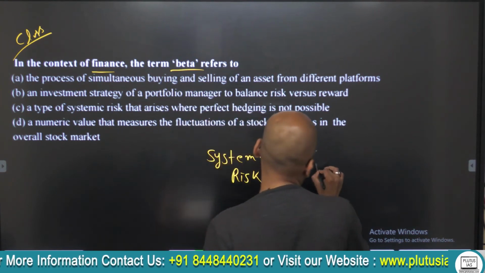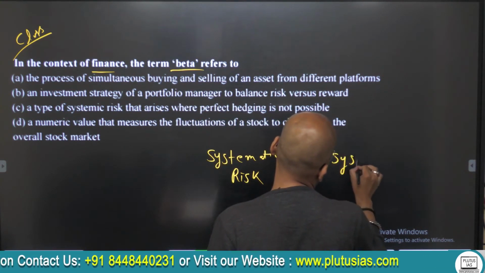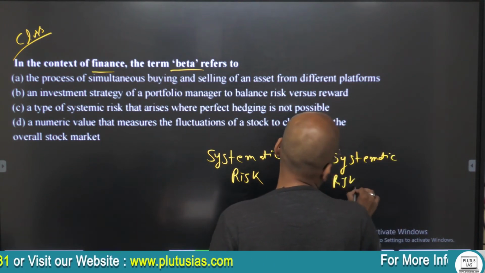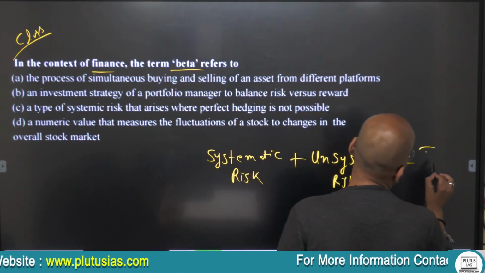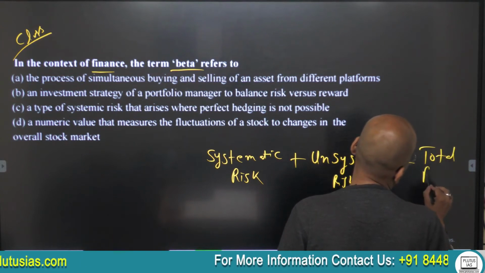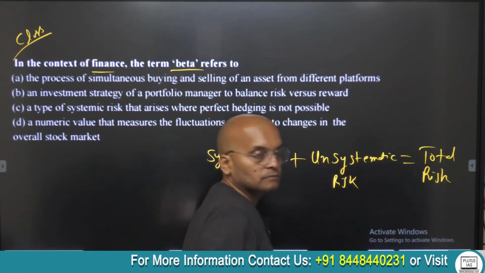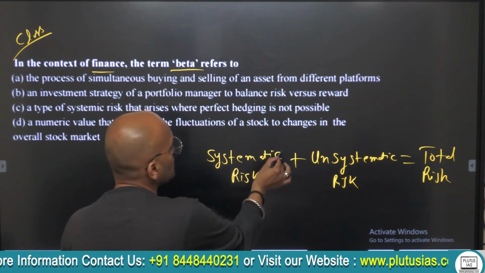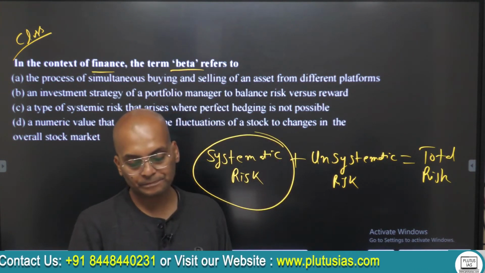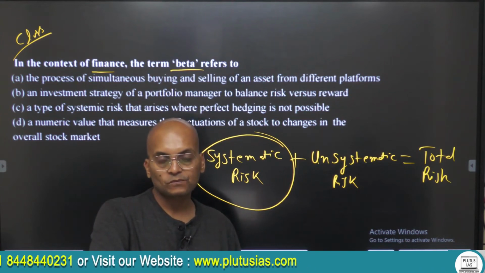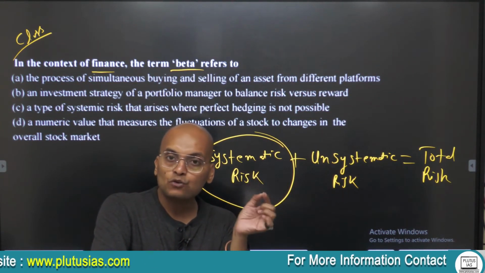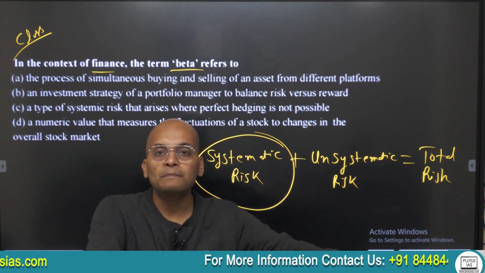Another is unsystematic risk. And when you combine these both, you get total risk. Okay. Beta talks about systematic risk. Systematic risk means risk which applies to everyone and which cannot be eliminated.